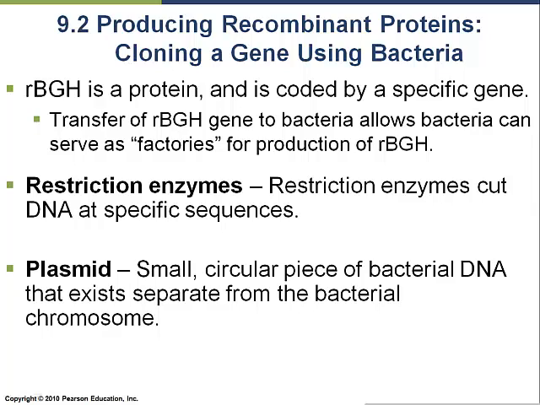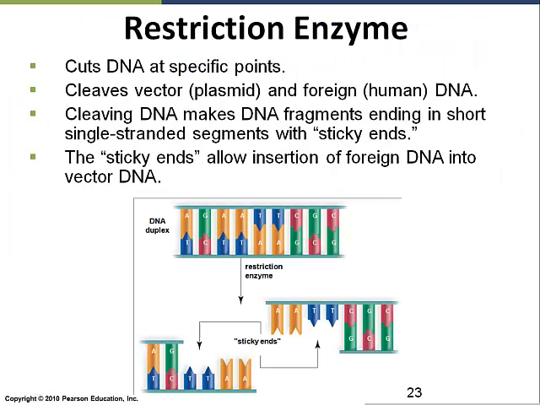We also need to introduce the term plasmid. A plasmid, interestingly, is a small circular piece of DNA that's found in bacteria. Bacterial chromosomes are circular, but in addition to that main circular chromosome, bacteria also have smaller bits of DNA that are referred to as plasmids that exist in their cytoplasm. Plasmids are going to be important in this story. Now, here are our restriction enzymes. Restriction enzymes are amazing tools.